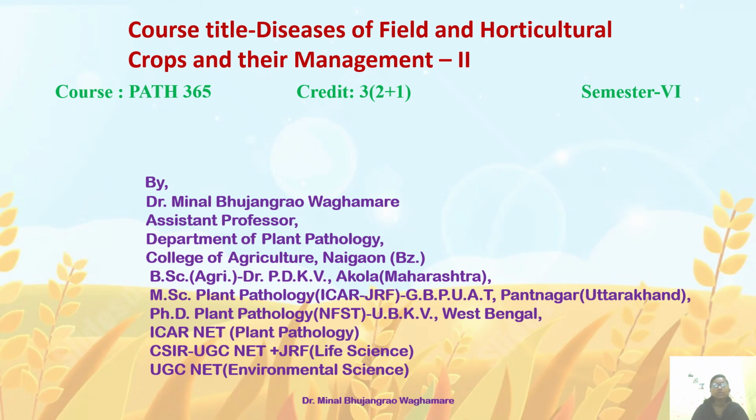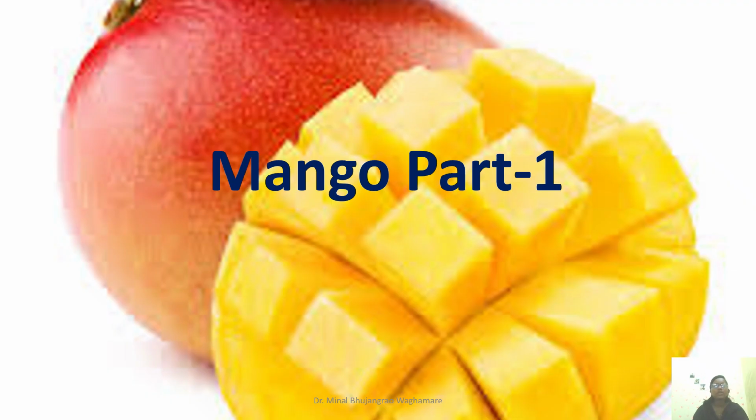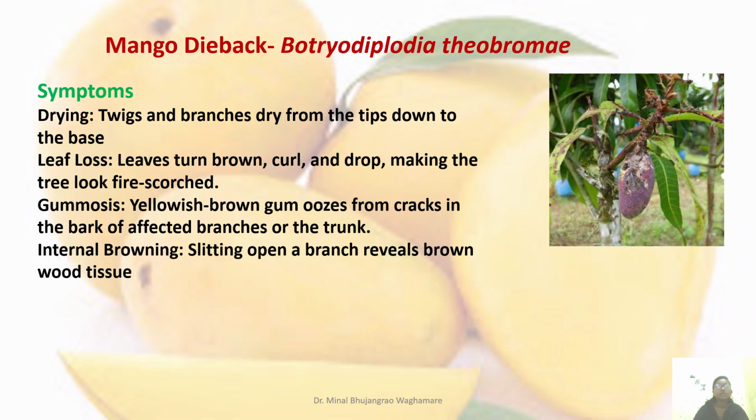Their management. Today, we are going to see horticulture crops, and our first crop is mango. More number of diseases are present under the mango, so we will divide the mango diseases in two parts. Today, we are going to see part 1. So, coming to the first disease of mango, dieback. Causal organism is Botrytis theobromae.